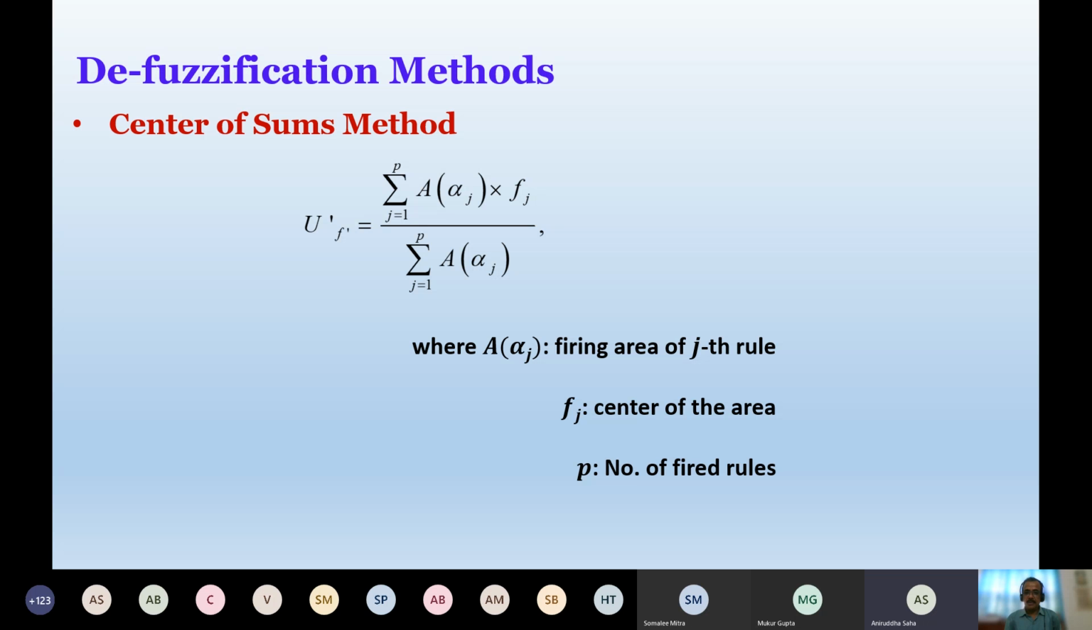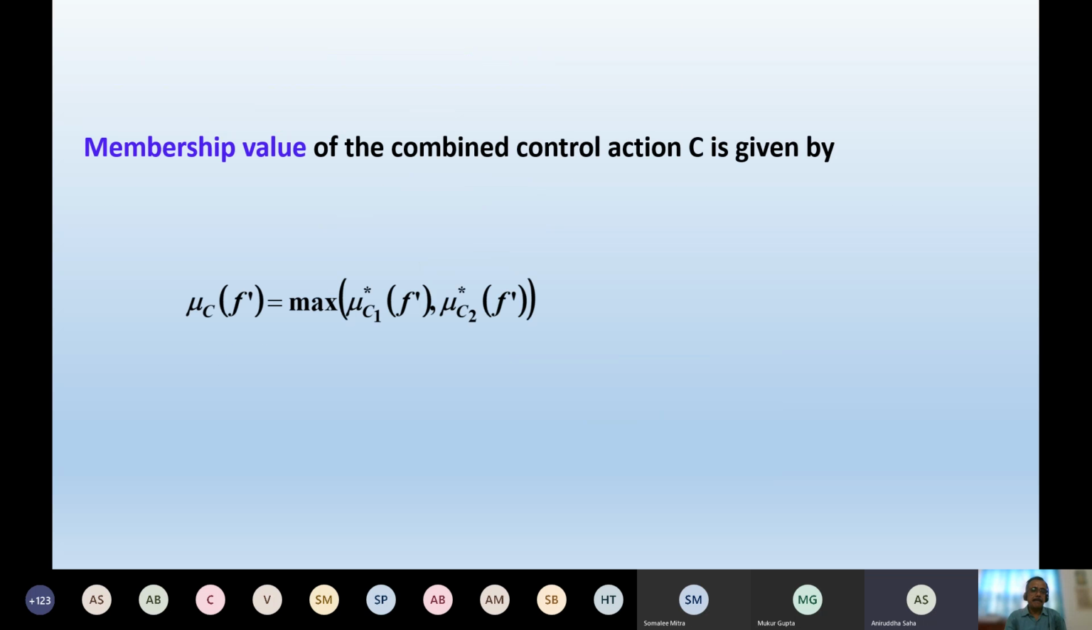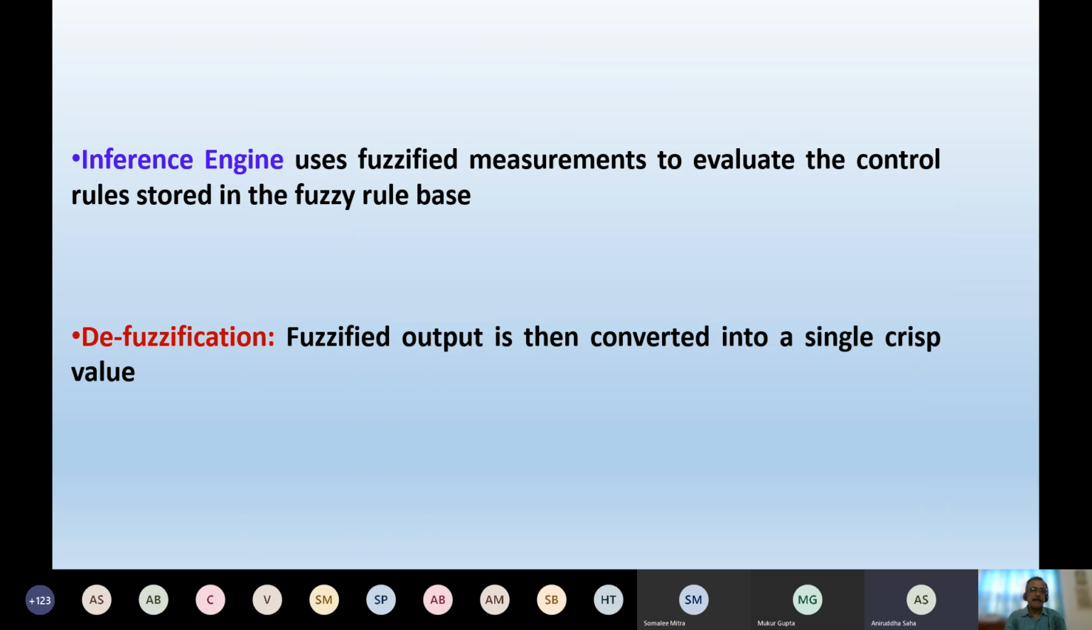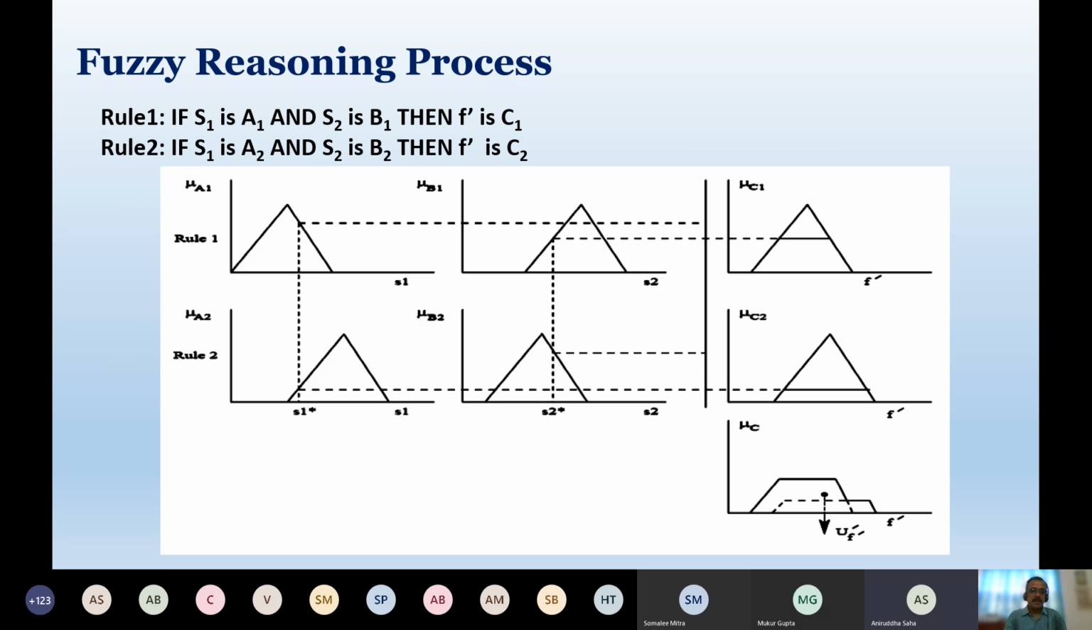Sir, in slide number 8, how are you drawing the parallel lines on the triangles? So you're taking A1 and B1, and A2 and B2, like separately.